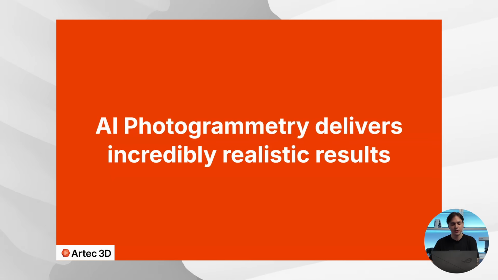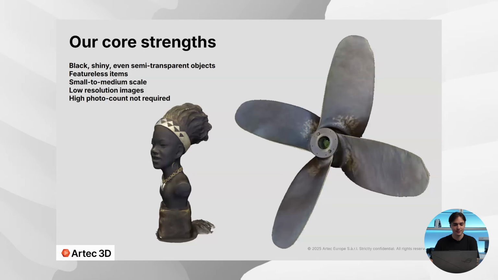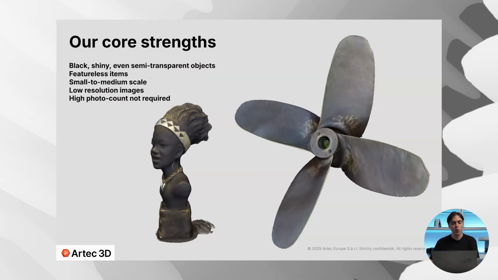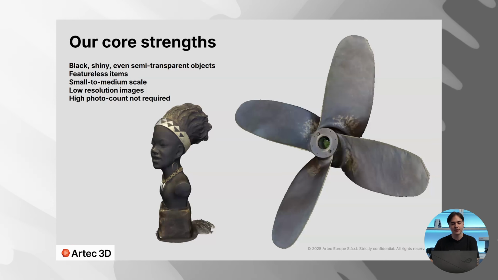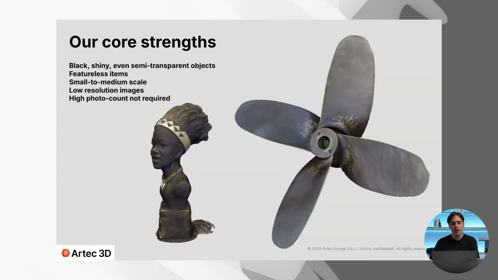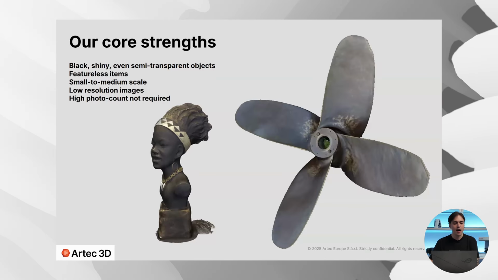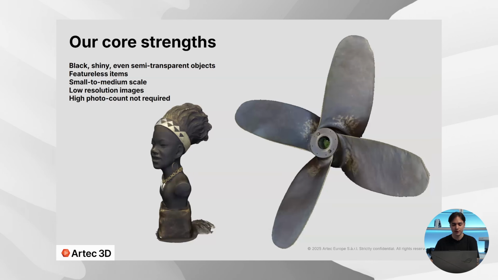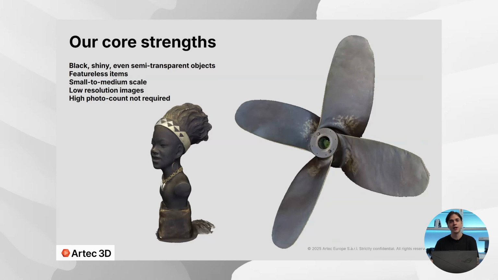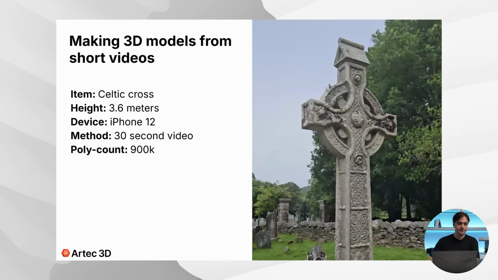AI photogrammetry delivers incredibly realistic results. Let's talk about our core strengths first. We can even work with black, shiny, and even semi-transparent objects, featureless items. Small to medium scale objects work the best with the AI algorithm. Then we can even work with low resolution images, so you do not have to use a really expensive digital camera. And finally, a high photo count is not actually required. We can reconstruct objects from even a limited amount of photos.